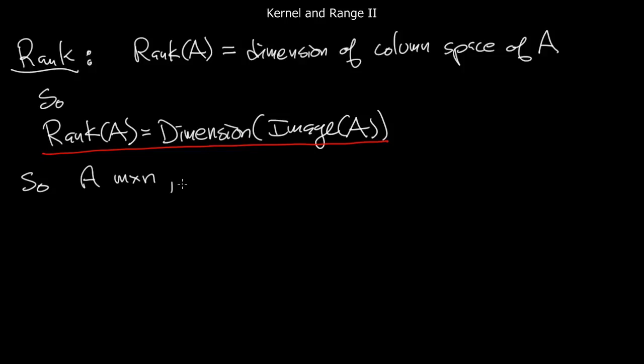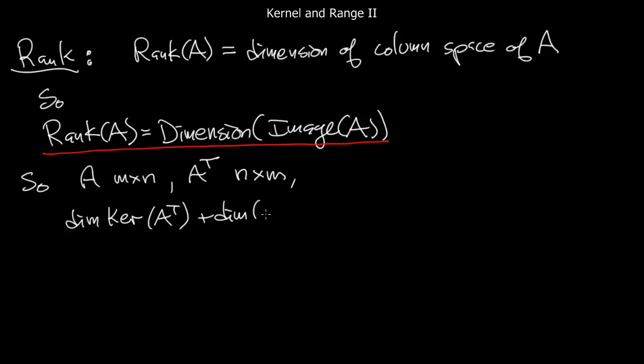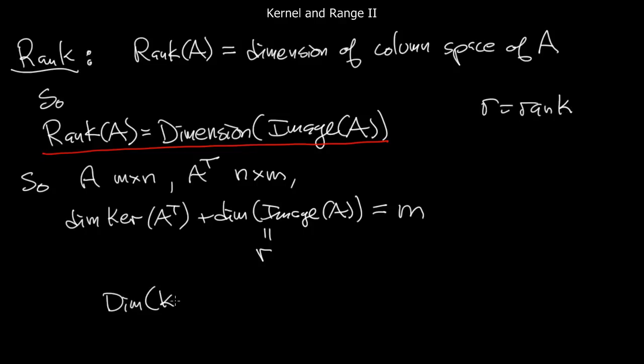So for example, if you have an m by n matrix and A transpose is n by m, then what do you have? The dimension of the kernel of A transpose plus the dimension of the image of A, what do those add up to? Well, let's see, these are subspaces of Rm, so these add up to m. And the dimension of the image of A is the rank, so we call that r. So this gives you a formula for the dimension of the kernel of A transpose. It's m minus the rank. And that's often handy.